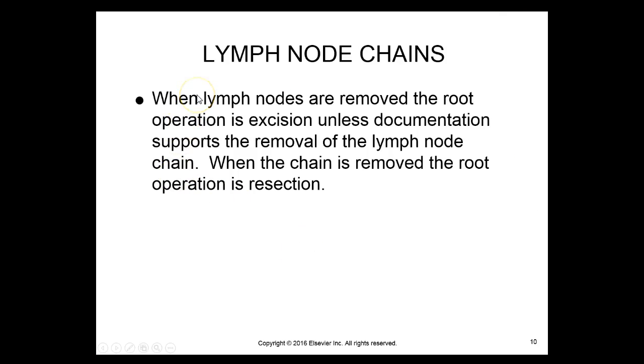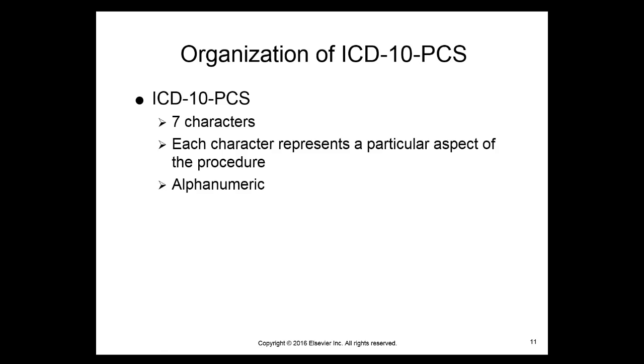Now, when lymph nodes are removed, the root operation for this is excision, unless there's documentation that the entire lymph node chain was removed. In that case, we are coding a resection. So when you're taking out lymph nodes, you code excision unless they document removing the entire lymph node chain.